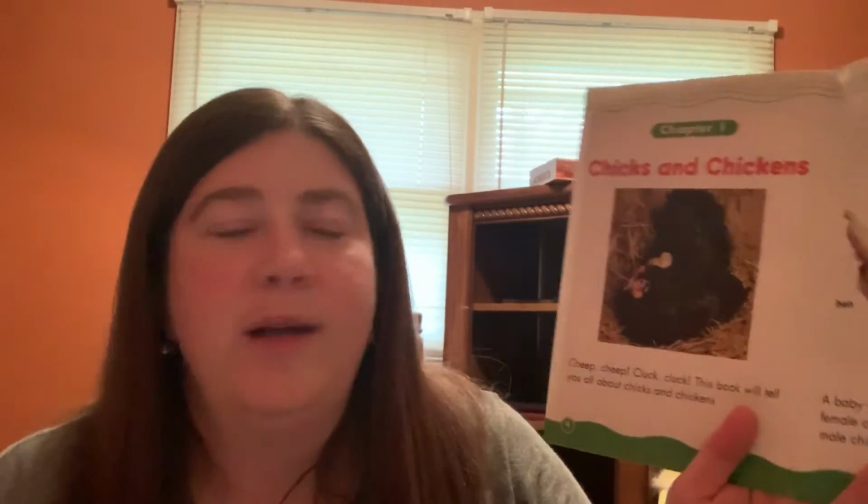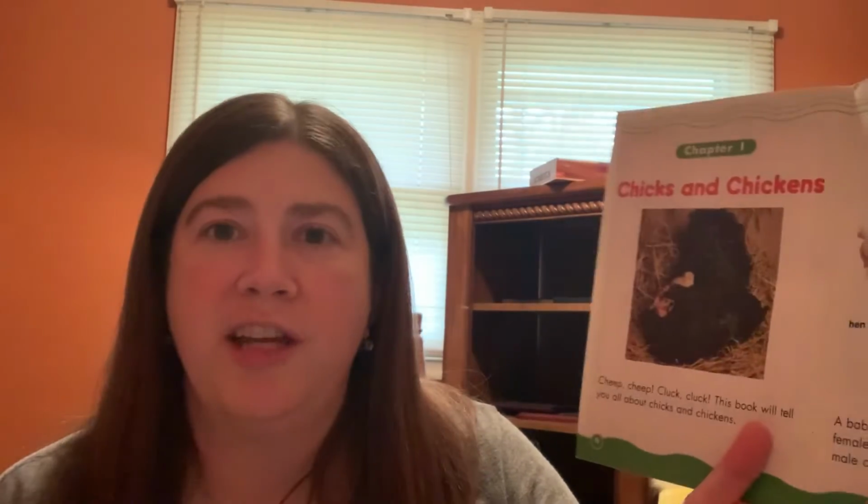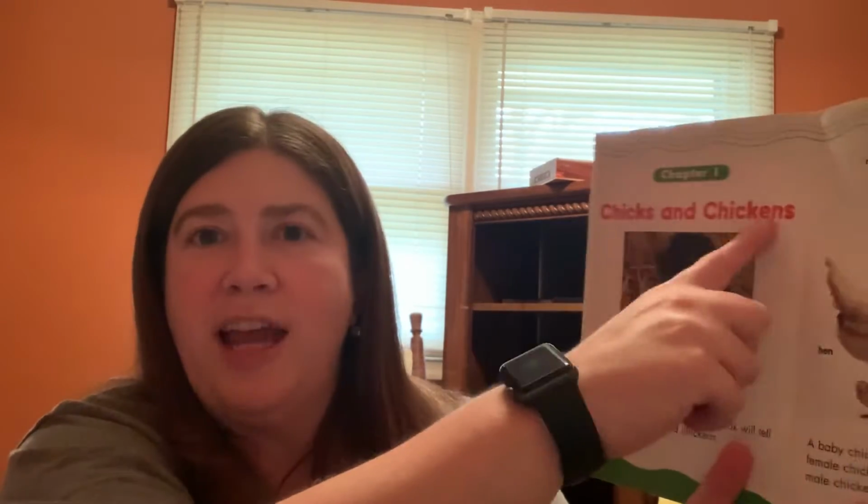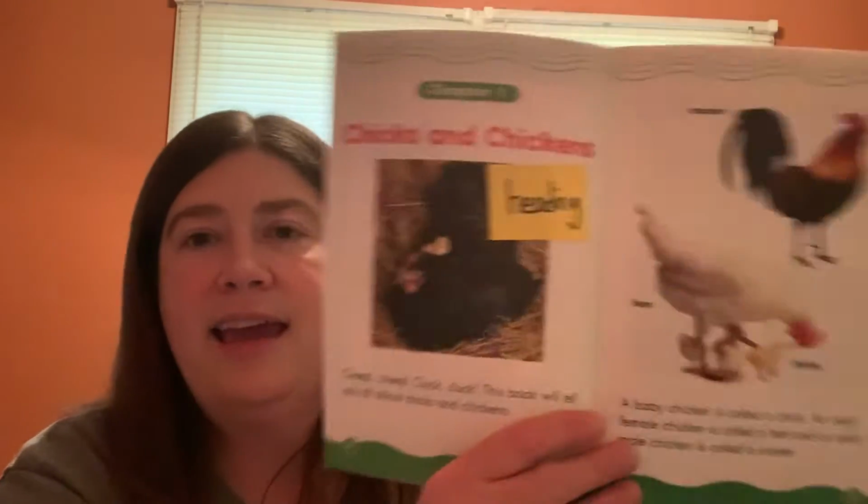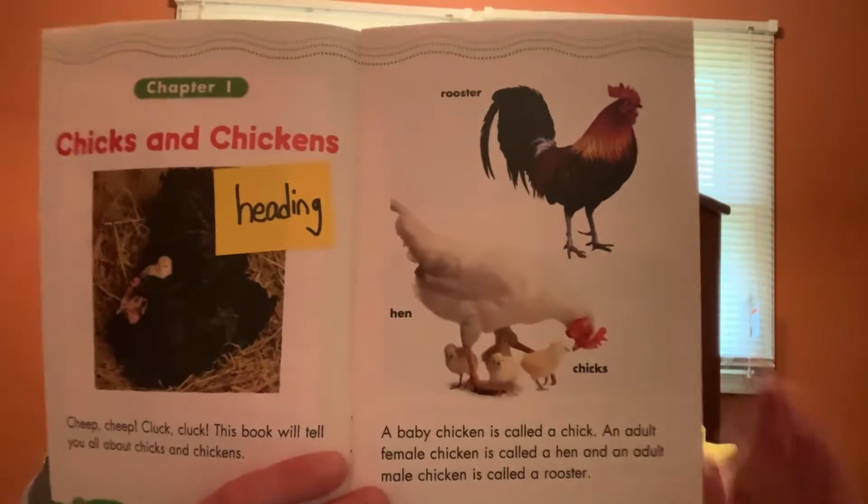So now we're going to begin reading Chapter 1, Chicks and Chickens. This chapter title is giving us a heading. It's giving us more information to give us a clue that next we're going to read about chicks and chickens to help us to predict our reading. We're also going to see more photographs. Cheep, cheep, cluck, cluck. This book will tell you all about chicks and chickens. And then look at the photographs on the next page.